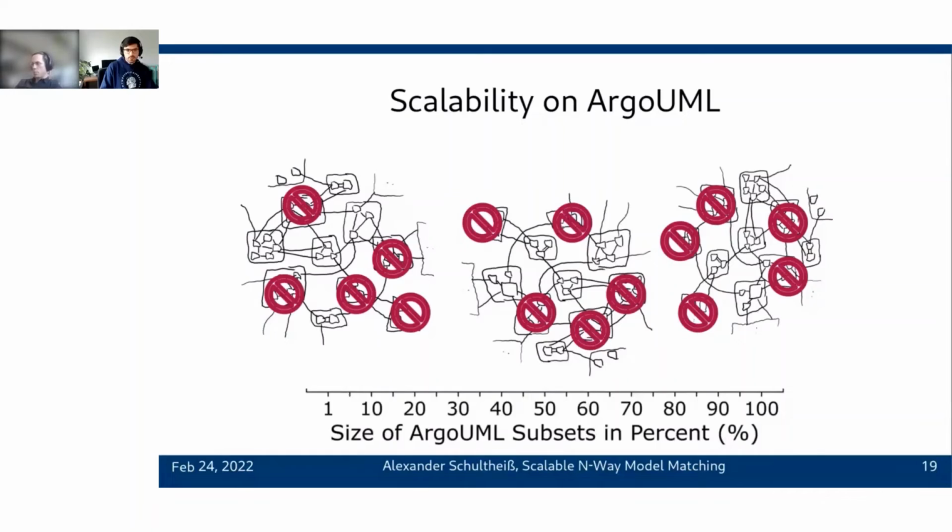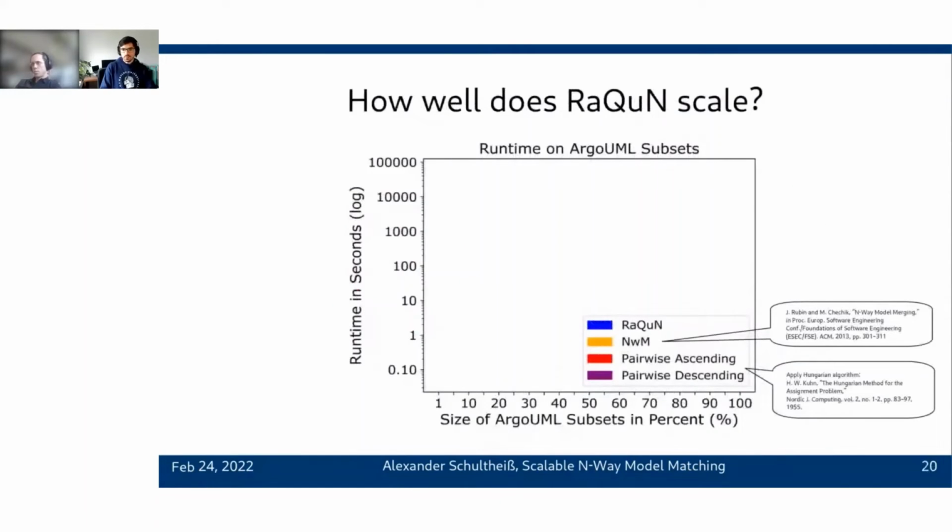So let us have a look at the results. How well does Raccoon scale? Here we compare Raccoon with two other algorithms. First, the n-way matcher NWM by Julia Rubin and Marsha Chechik, and two pairwise matching approaches that differ in the ordering of the models. So the first pairwise approach simply orders the models from smallest to largest, and the other one from largest to smallest. And internally, these pairwise matchers use weighted set packing in order to maximize the match quality between two models at a time, yielding a local optimum.